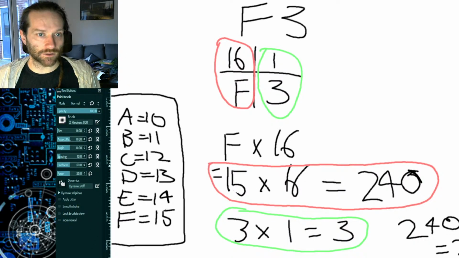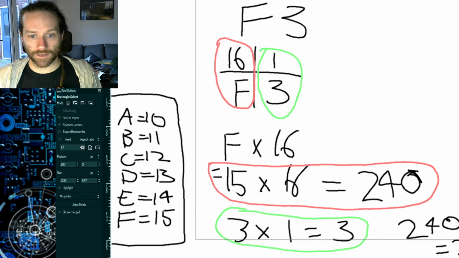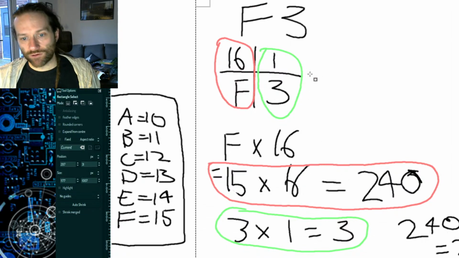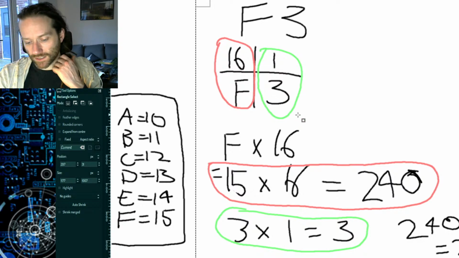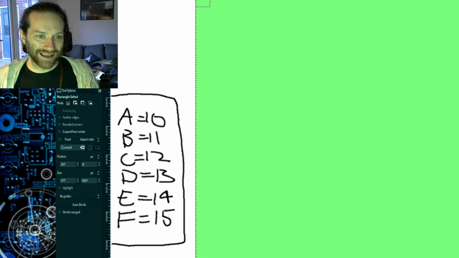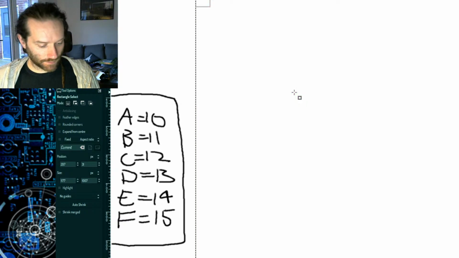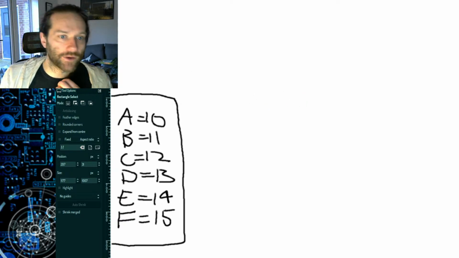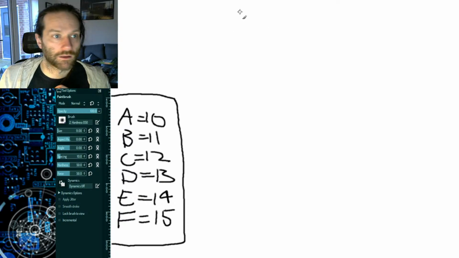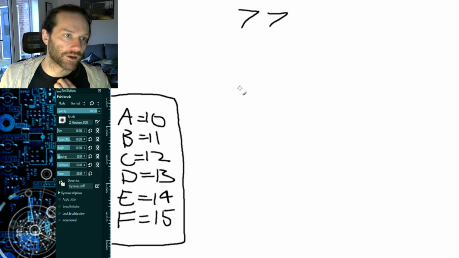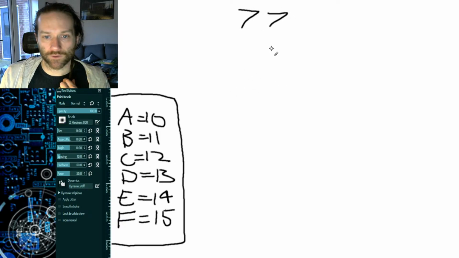So let's have a look at how this works. 77 is what we're going to convert. In effect it's the reverse of this. You're dividing by 16 rather than multiplying by 16. Okay, so let's go back to my slide here. We've got 77 is the number that we are going to convert.